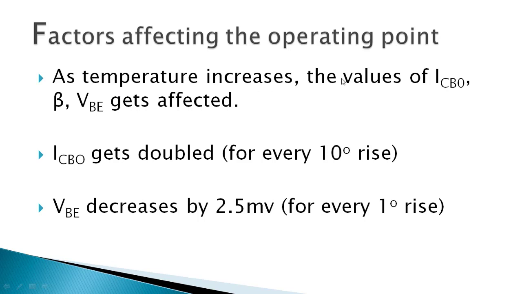As the temperature increases, the values of the collector base leakage current, beta, and VBE get affected. So due to the temperature, these parameters are affected. For example, this ICBO, the collector to base leakage current, gets doubled for every 10 degree Celsius. Similarly, VBE decreases by 2.5 millivolt for every 1 degree Celsius. So the leakage current as well as the base emitter voltage depend upon the temperature. Most of the time, the temperature variations will be plus or minus 20 degrees.